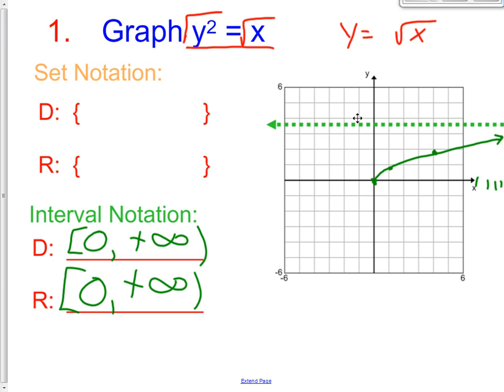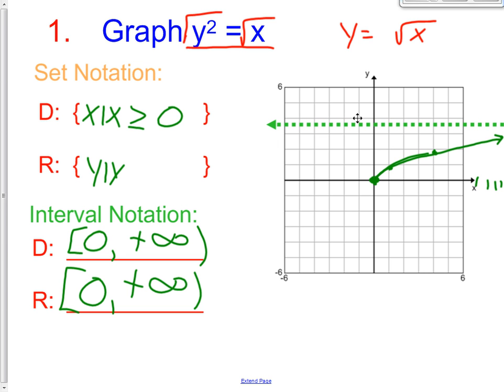When that's the case, let's talk about our set notation. That's where we say x such that x and y such that y. We say x is everything to the right of 0. So if it's everything to the right, we say that it's greater than. Because it includes 0, it's greater than or equal to 0. So x such that x is greater than or equal to 0. In the same way, it's everything above 0 when we talk about the range. The range goes up and down.